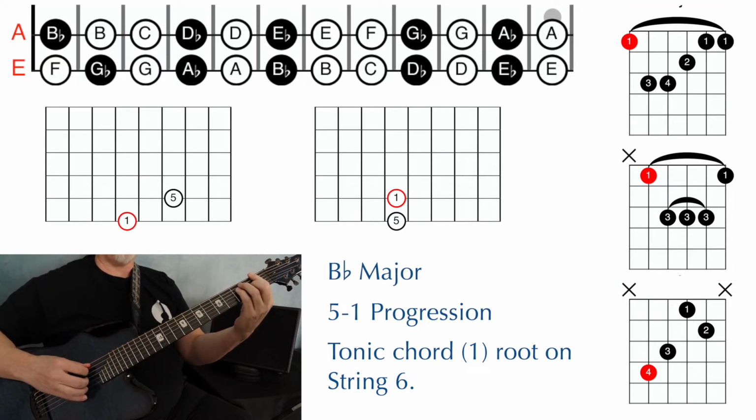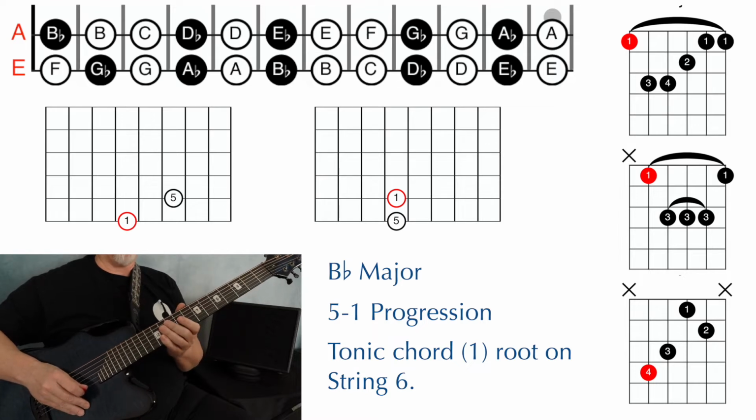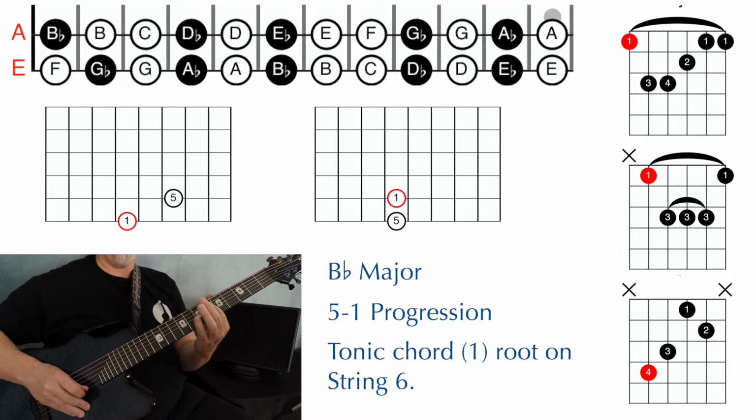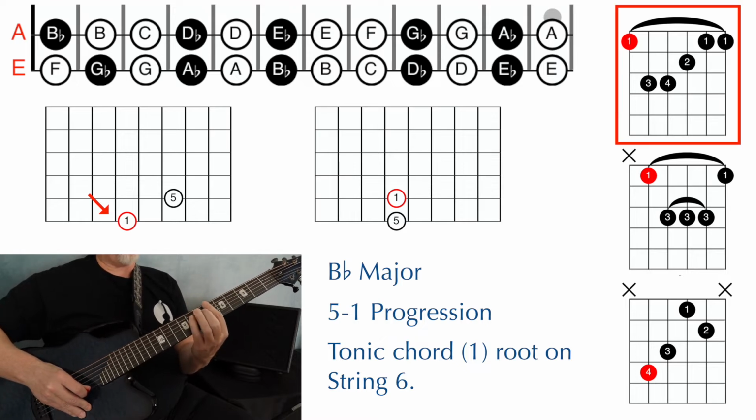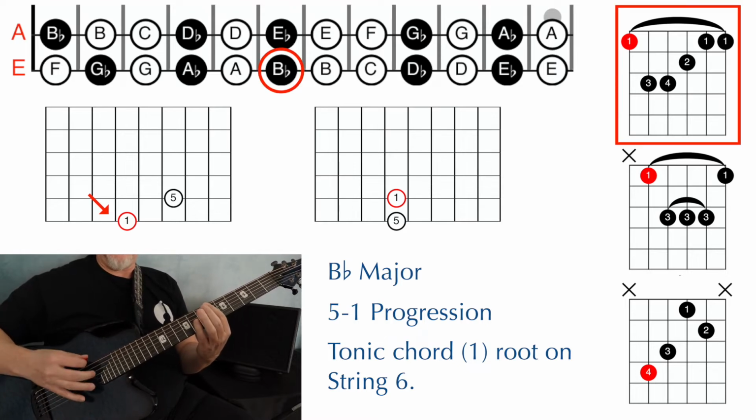Let's say we're in the key of B flat, and again, we want to play our root note on the 6th string. So we'll take that 6th string major shape, move it up to the 6th fret where the B flat is.